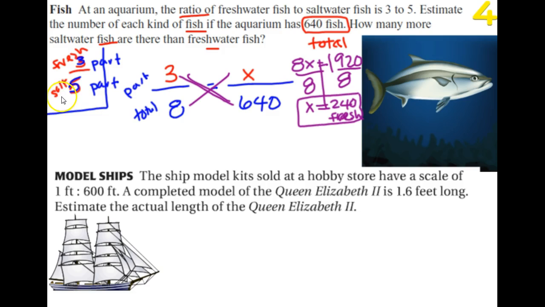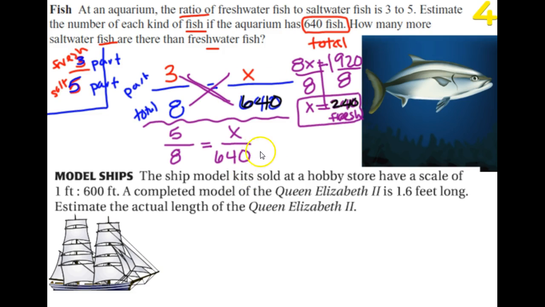Now we need to figure out the saltwater fish as well. So saltwater was 5 parts out of a total of 8 parts of fish, and there are still 640 fish. If you didn't want to solve a second proportion, we know that there's a total of 640 fish. If you just subtract 240, it would leave you the number of saltwater fish. But I'm going to cross multiply because that's what we're practicing, cross multiplying.